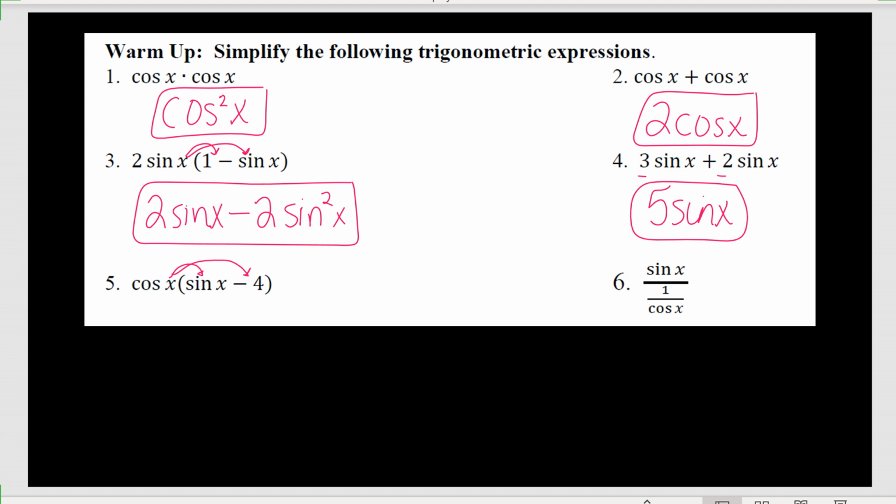And number 5, cosine of x multiplied by the quantity of sine of x minus 4. Again, that's just our distributive property. And when we multiply cosine and sine together, we just write them as cosine multiplied by sine. So it's cosine of x, sine of x, and then minus 4 cosine of x.